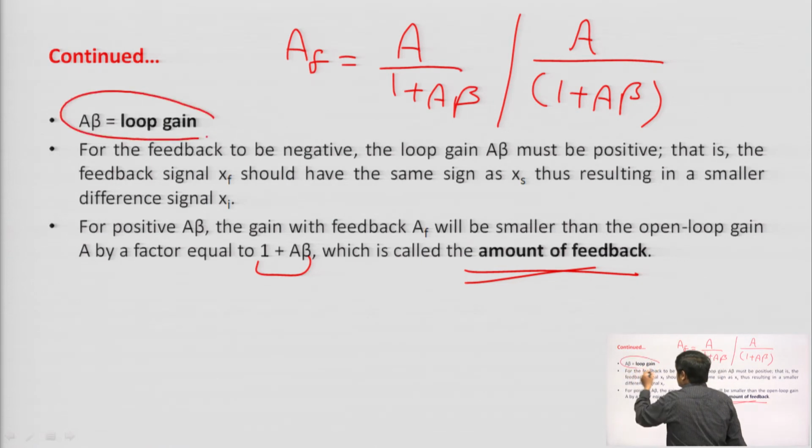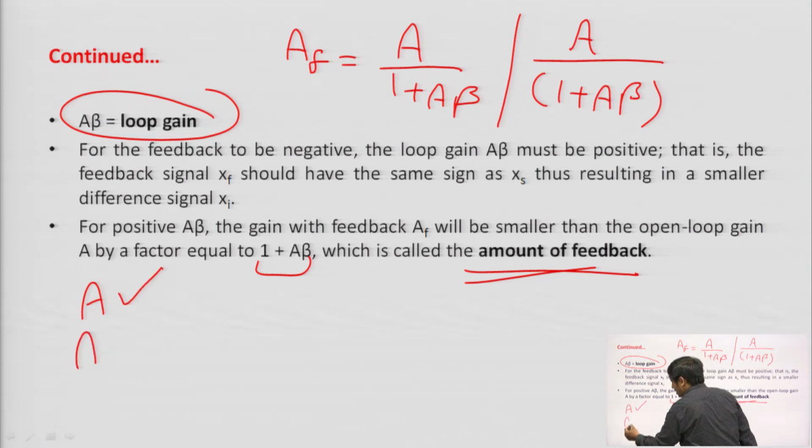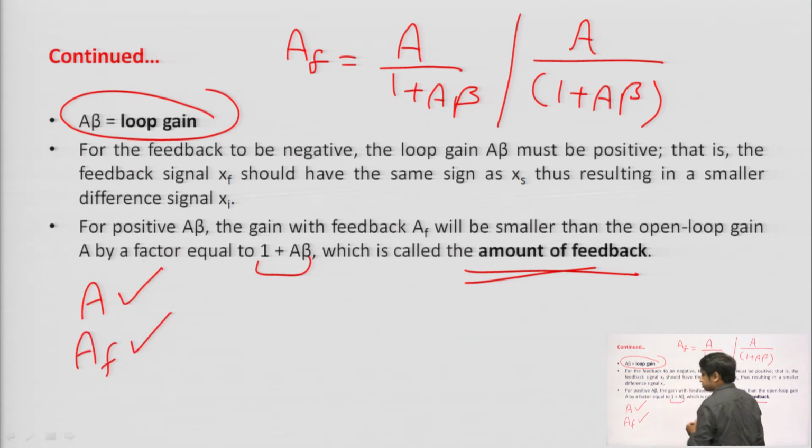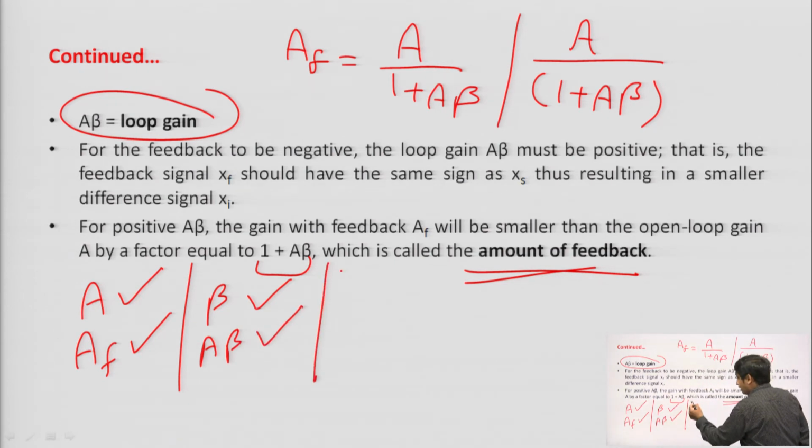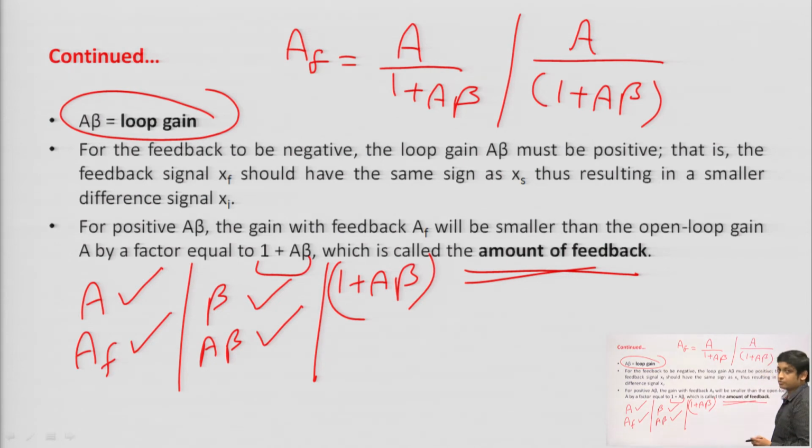A beta is called loop gain. So, again I am mentioning these points. A is your open loop gain, AF is called the closed loop gain, beta is your feedback factor or feedback ratio, A beta is the loop gain, and 1 plus A beta is the amount of feedback. So, these are very important terms, fine.